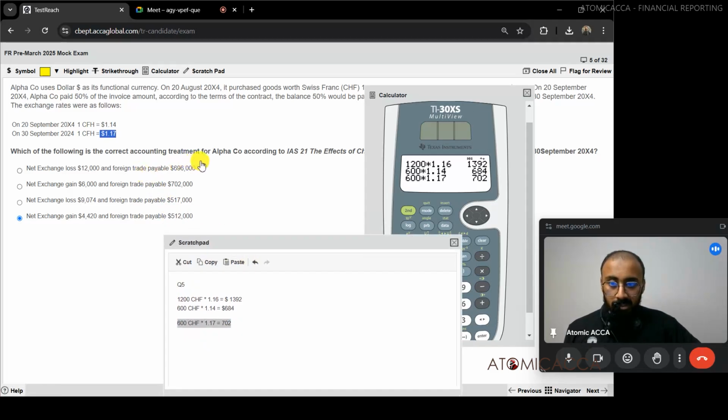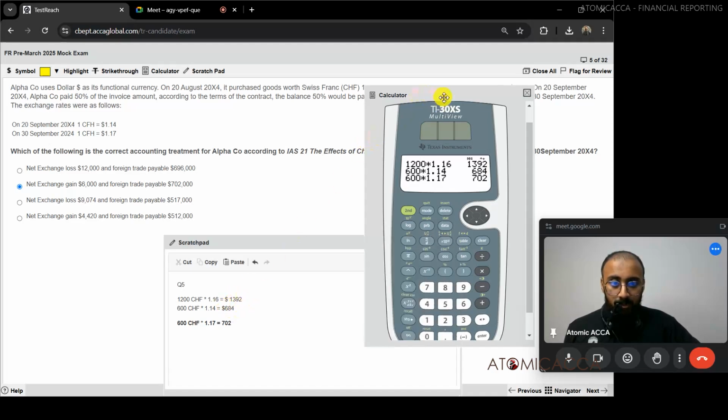Now trade payable 696, trade payable 702, 517, 512, trade payable 702. Okay, by doing half of it itself, we got what is the answer, because payable is 702 only in one case. So that is already found out. But let's see how the gain comes out. 1392 minus 684.